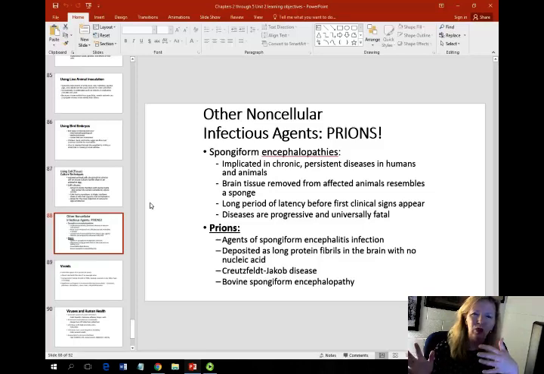In animals, you've heard of mad cow disease, or sheep scrapie, you've heard of that. But in humans, it causes a disease known as CJD. It's pronounced Creutzfeldt-Jakob syndrome or disease, but it is terminal. It's fatal 100% of the time. There is nothing so far that we can do about it. It's going to be a progressive fatal disease.